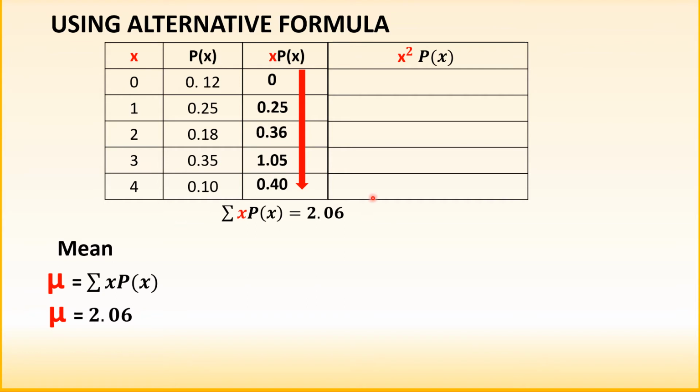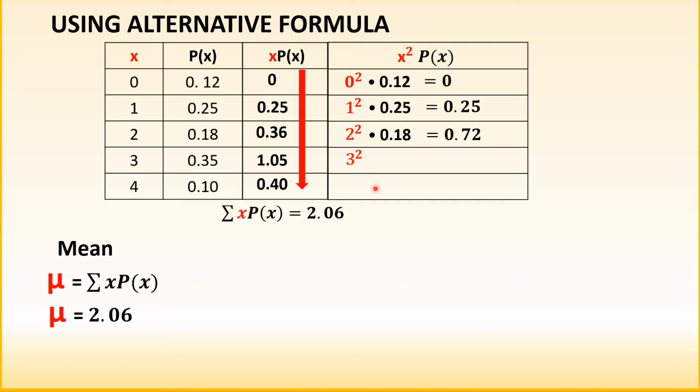So, let's have here 0. Squared is 0. Times 0.12, that is equal to 0. Next is 1 squared. 1 squared is 1 times 1 equals 1. Times natin yan sa 0.25. So, we will have now 0.25. Next is 2. 2 squared is 2 times 2, that is equal to 4. And 4 times 0.18 is equal to 0.72.